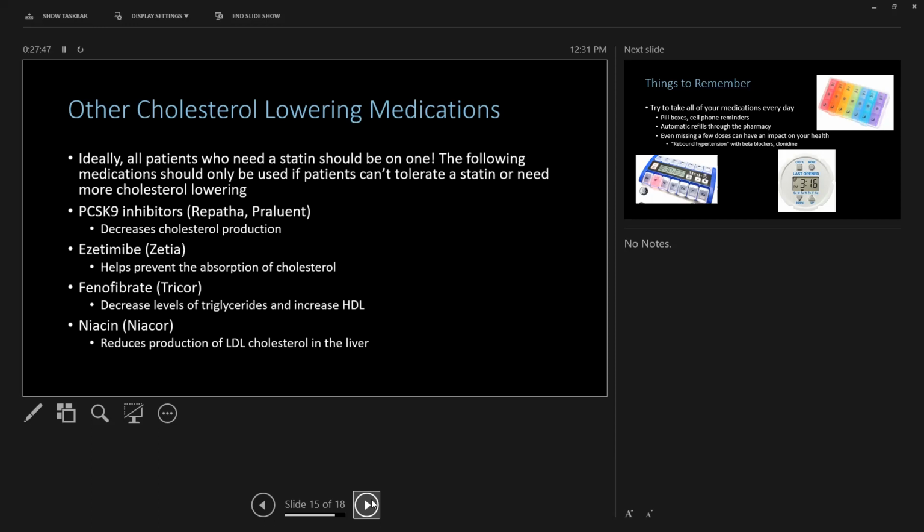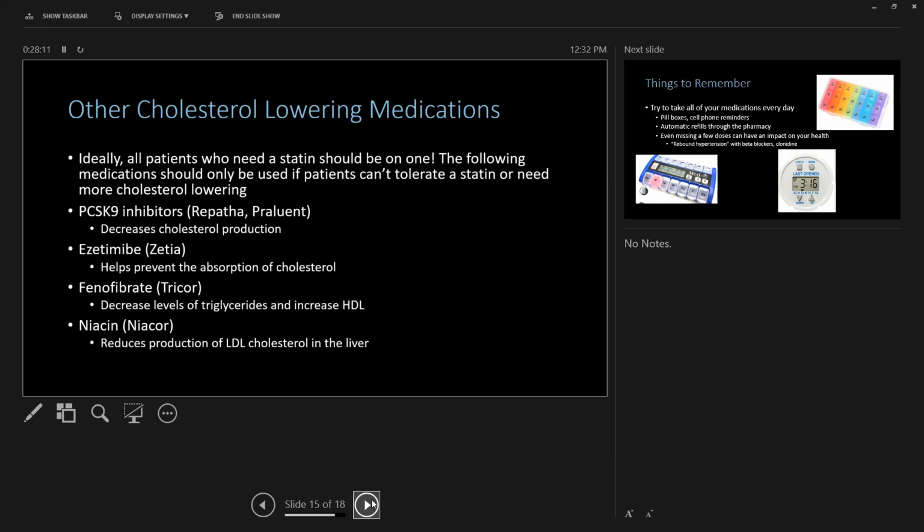These are newer medications, probably within the past 7 years or so. They work well, but they are expensive and they are injection only. So not super popular. Usually insurance is going to require members or patients to have a reason why they need these. So not super commonly used medications.